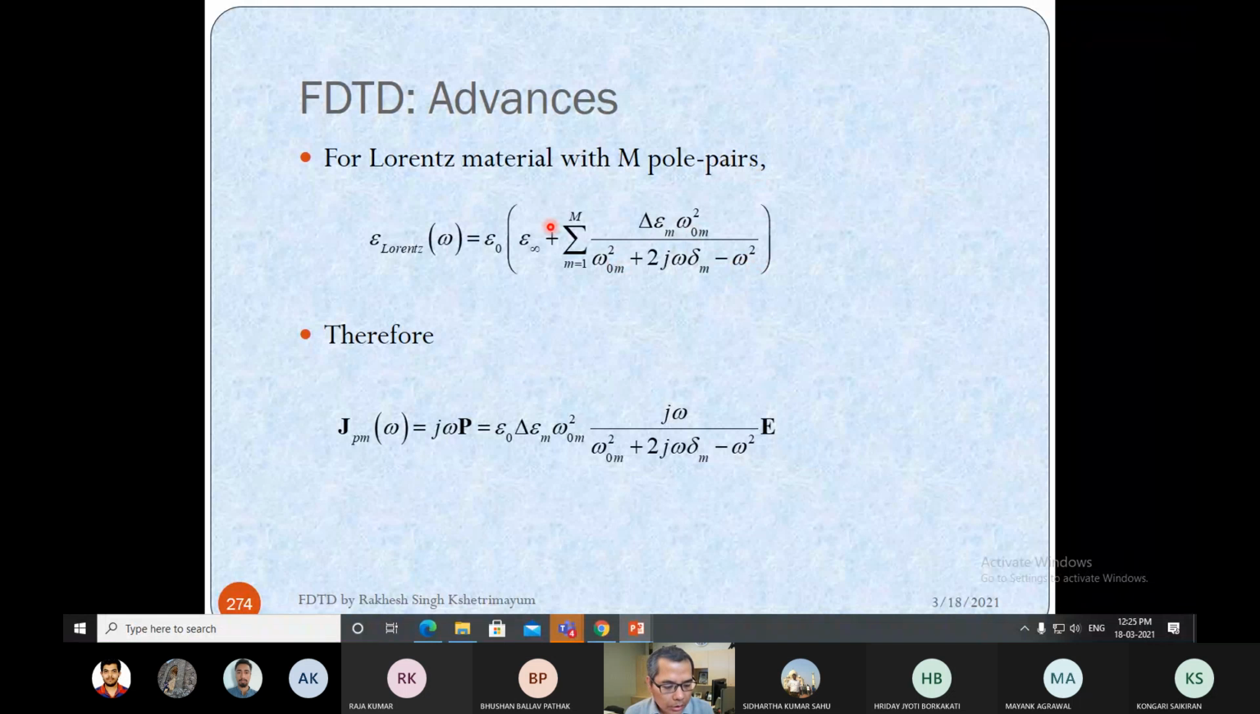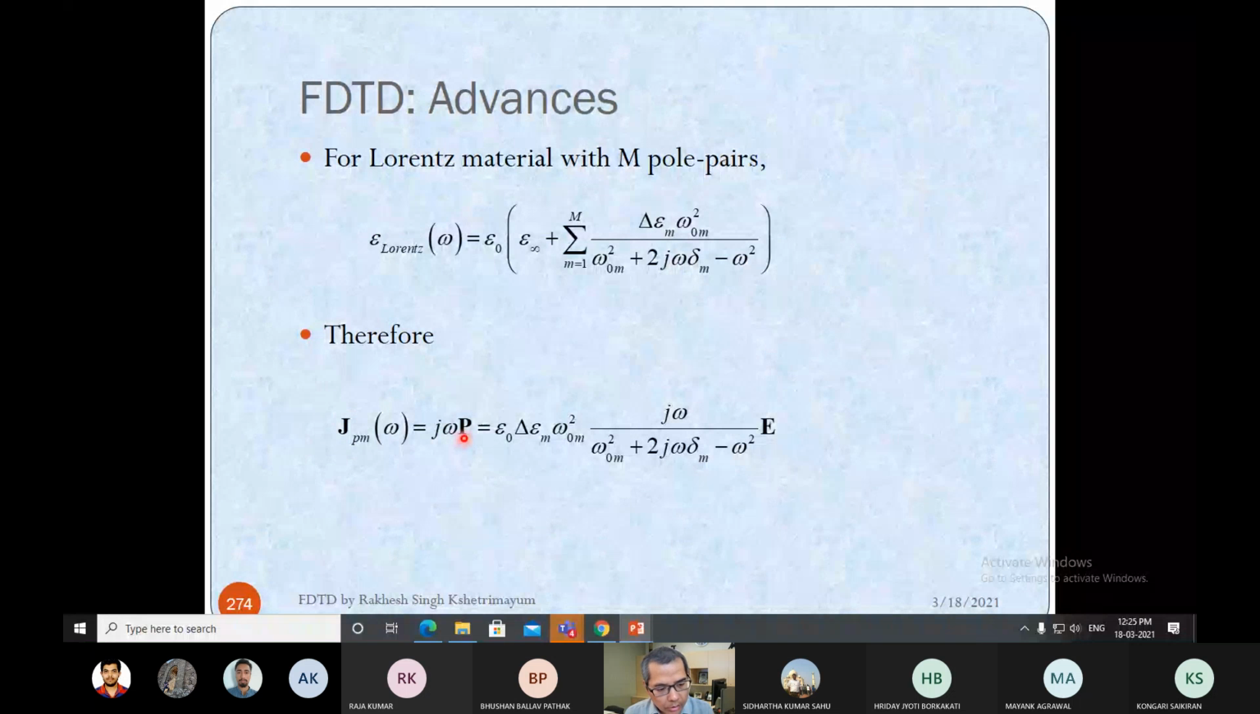So this second term will be a summation, m going from 1 to capital M. So you'll have M pole pairs here. So from there, you can find out the relation now. So J_Pm is actually the derivative of P with respect to time. P is the polarization field. J_Pm is the polarization current. So current and field are always related as del P by del t. So del P by del t in the frequency domain is j omega P. So from there you can just substitute here.